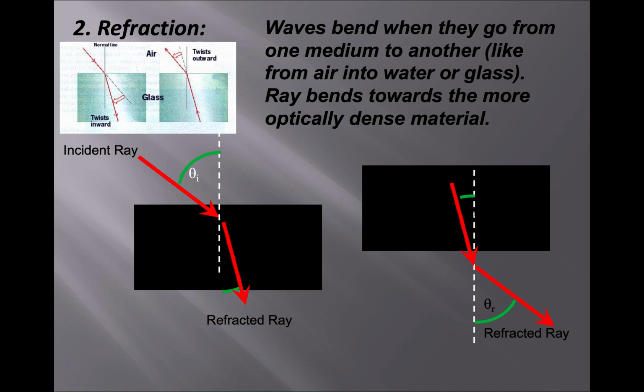So for example, if we're talking about air and glass, the glass is optically more dense than the air, or the same thing if you're talking about air and water. The water is optically more dense than air. Now, again, when the light wave strikes the surface of the water, you draw a line that's perpendicular to the surface.